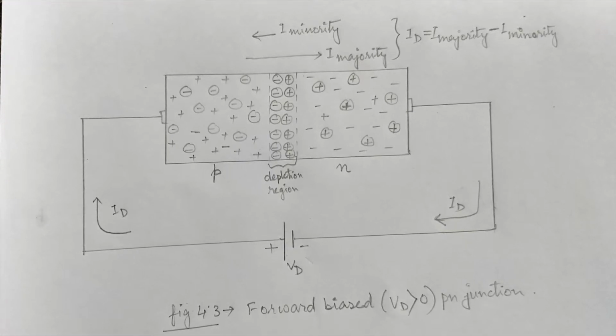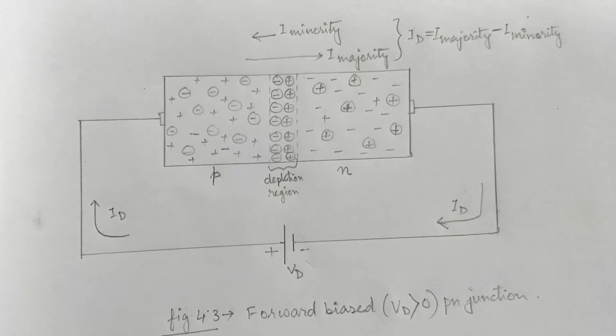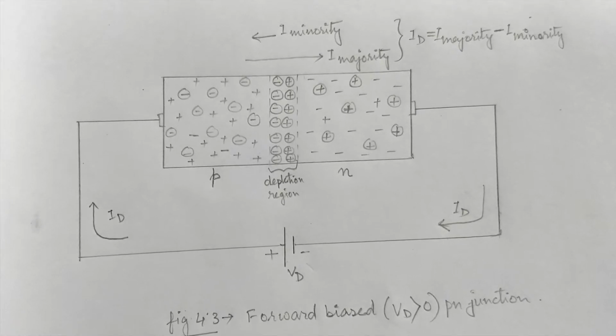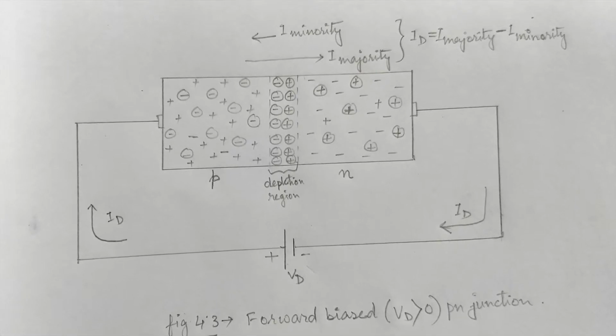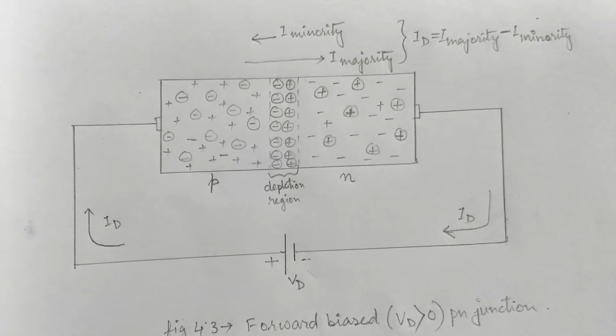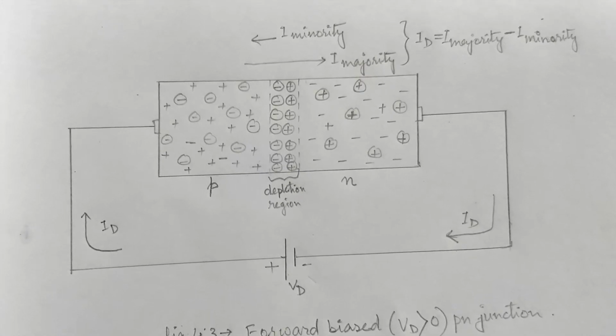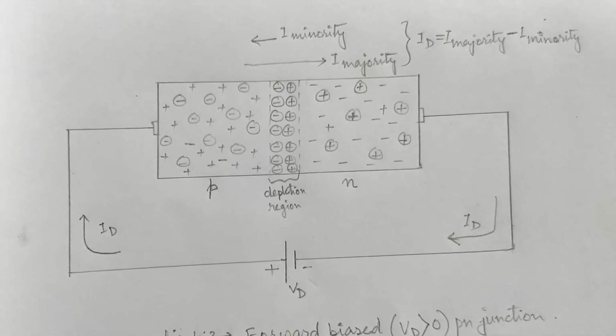The second case is forward bias, that is when VD is greater than 0. Here, the positive terminal of the battery is connected to the P-type material, and the negative terminal is connected to the N-type material as shown in figure 4.3. The forward bias potential will force the holes in the P-type material and electrons in the N-type material to recombine with the ions in the boundary of the depletion region.